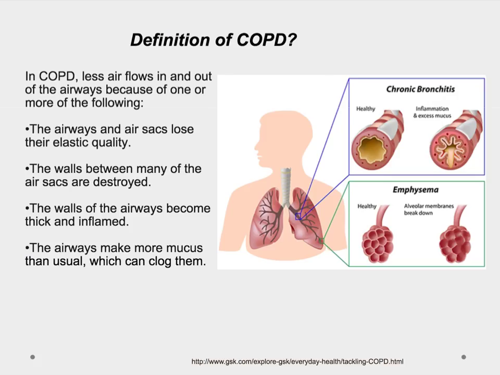This slide is really just reminding you of the things that we've already spoken about. It's more of a visual picture of the definition of COPD. The airways and air sacs lose their elastic quality. As you can see, this is a healthy alveoli. This is where they become less elastic and they're kind of droopy almost. And then the walls between many of the air sacs are destroyed. And you can see the difference here. Here's a healthy bronchiole, and here's when it becomes inflamed and has a lot of excess mucus in it. So again, this is a visual of what happens with COPD within the lungs.